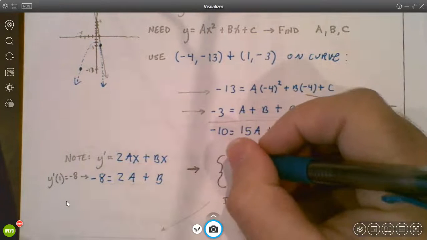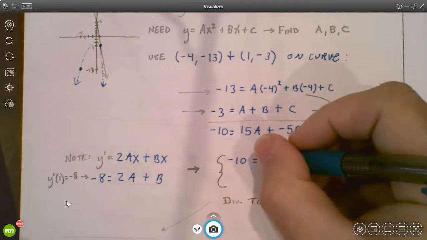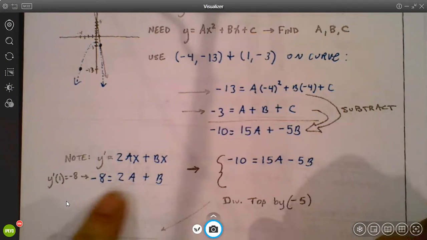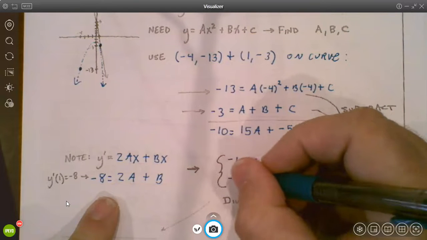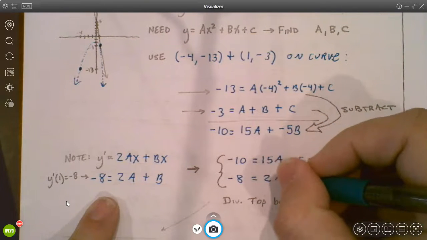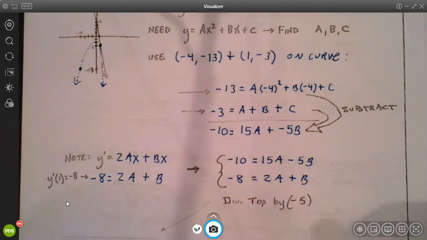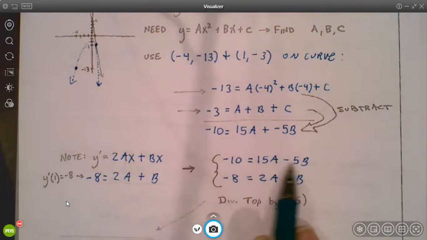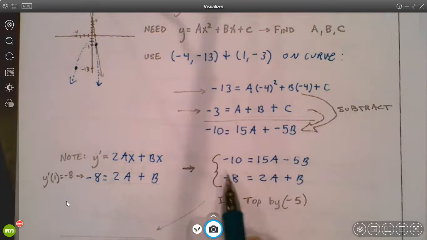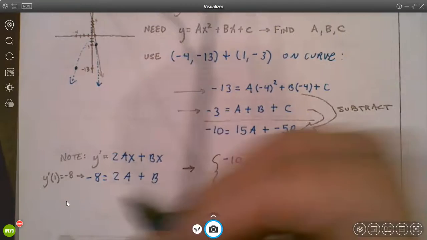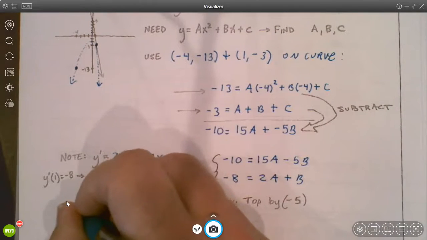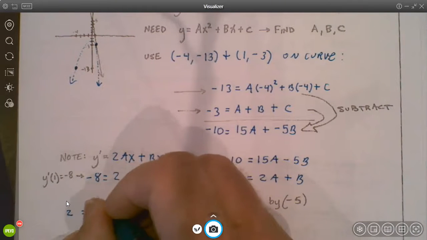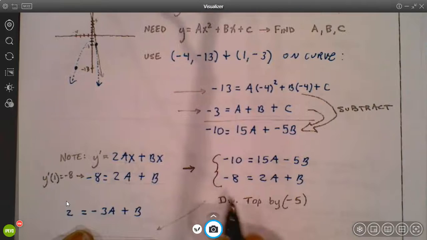So let me bring the first one down right here. And let me bring this guy over. And if we wanted to solve this using elimination, I got to get some letters to match up here. So I did notice that everything in here is divisible by -5, so that's what I'm going to start with. So I'm going to divide the top one by -5. So it's going to come out to be 2 equals -3a plus b. And we'll just bring this guy down here.